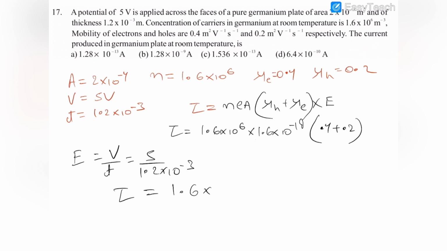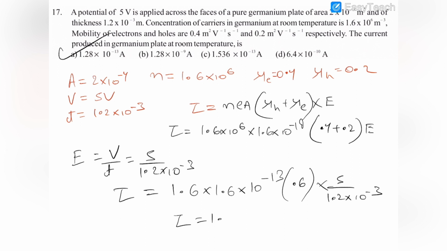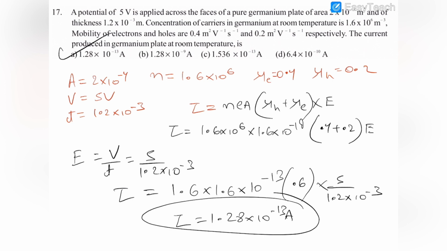So the value of I will be equal to 1.6 into 1.6 into 10 raised to power minus 13 into 0.6 into E, which is V by d, this is 5 upon 1.2 into 10 raised to power minus 3. So the value of I from this will be option number A. So it would be 1.28 into 10 raised to power minus 13 amperes. Now we move on to the next question.